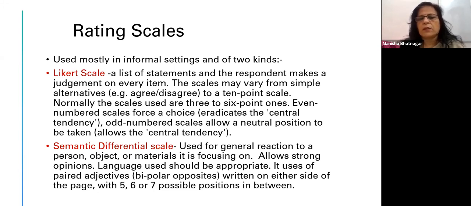Normally, the scales used are 3 to 6. Even numbered scales force a choice, like you have to be on either side. You agree or you do not agree.